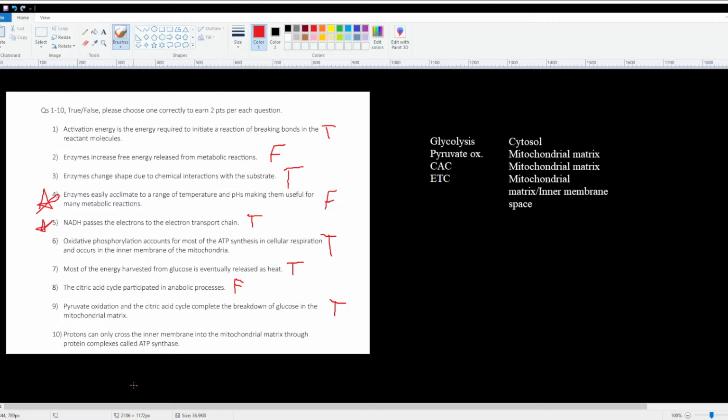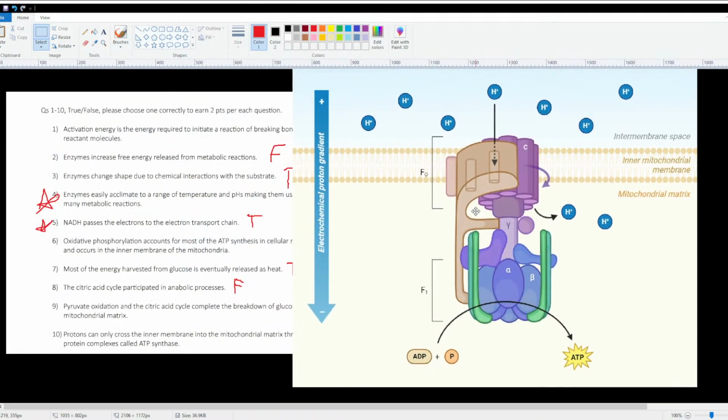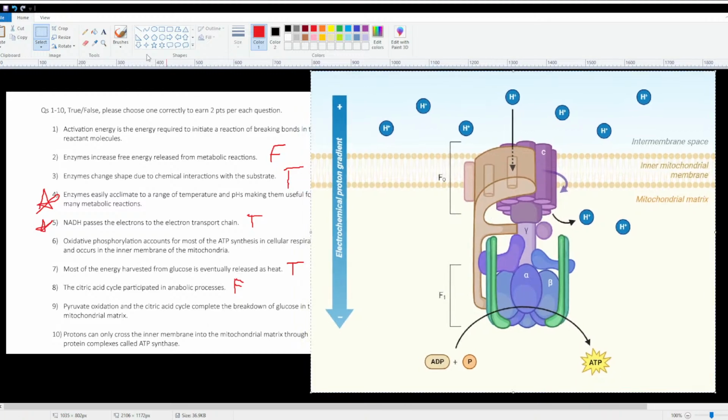Anyway, number 10 is asking: protons can only cross the inner membrane space through the mitochondrial matrix through protein complexes called ATP synthase. So let's look at ATP synthase. It's kind of funny, some people call ATP synthase the ATP bong, because that's kind of what it looks like. So you could remember it like that if you really want to. But let's look at our ATP bong, right? That's better.